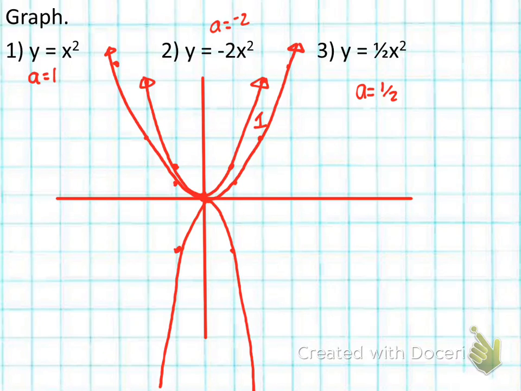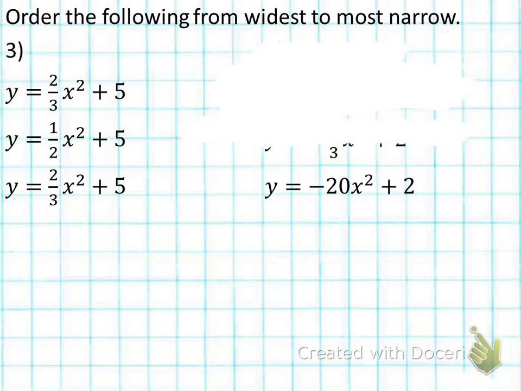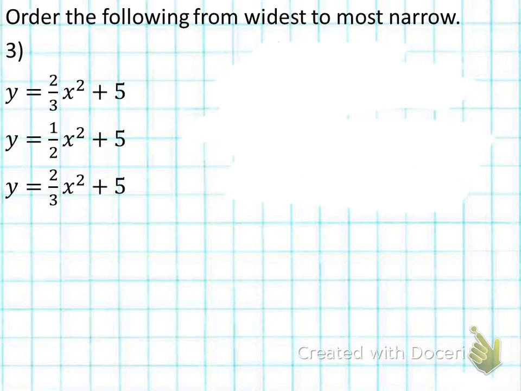So the next one, we know it's either going to open up or down, or if it's going to be wider or narrower, okay? Or more wide or more narrow. So look at number 3. Let's all read the directions above number 3 together as one. Ready? And begin. Order the following from widest to most narrow.